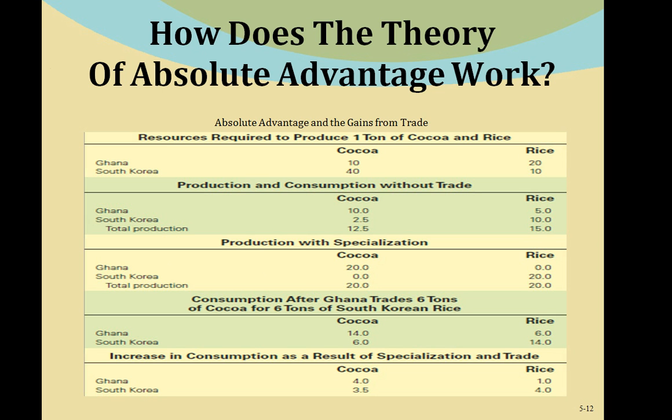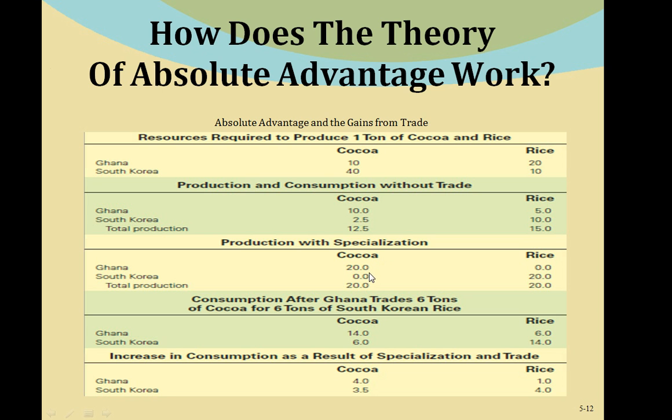The Prime Minister of Ghana says, okay, how about if I just produce cocoa? Here I'm better at producing cocoa. I just need 10 resources. Why do you need 40 resources? Then the Prime Minister of South Korea says, yes, I agree. If you produce cocoa, now I want to produce rice. Both countries decided to produce in the specialized area.